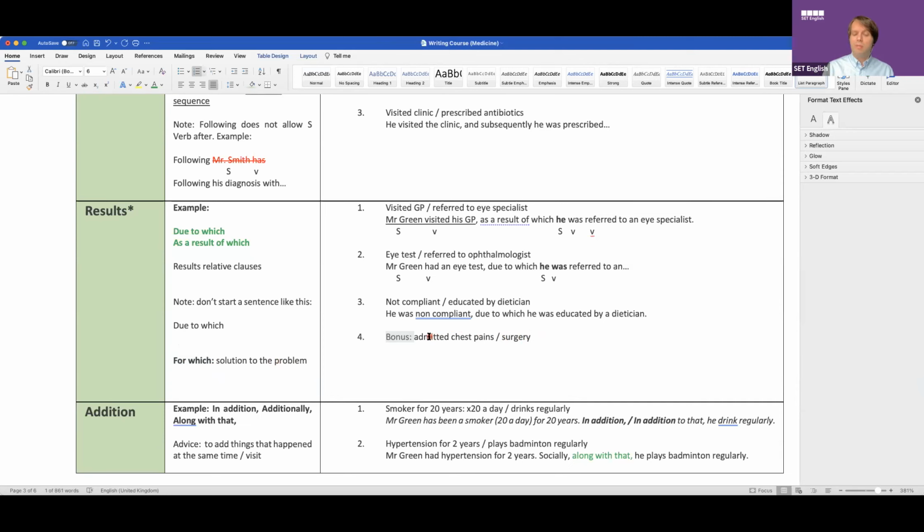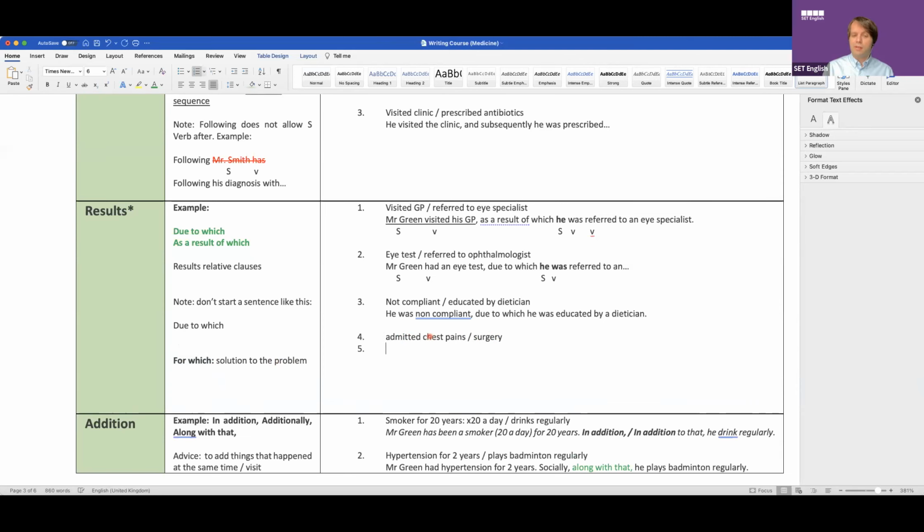Who can do this one for me? Put your microphone on and we'll finish the class. So he was admitted with chest pain, for which he underwent a surgery. Is this one okay, guys? Okay.